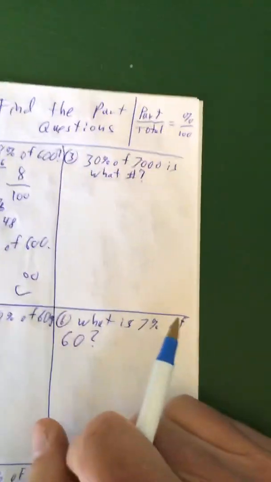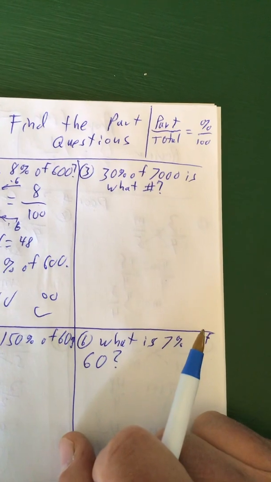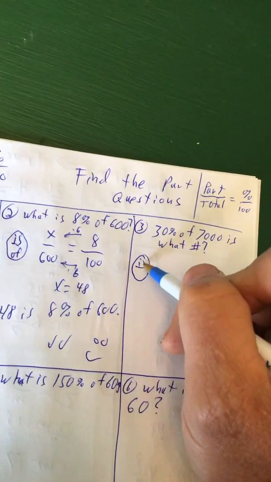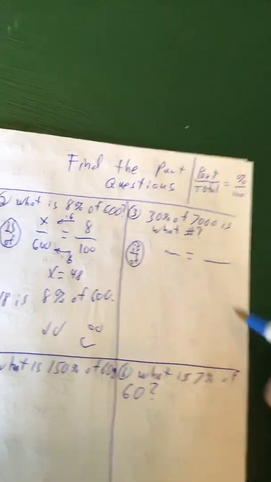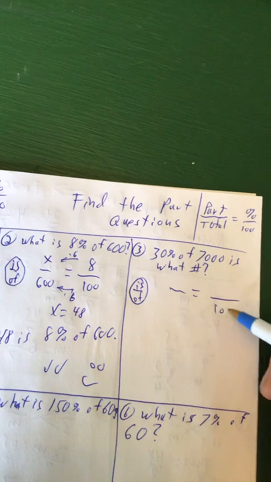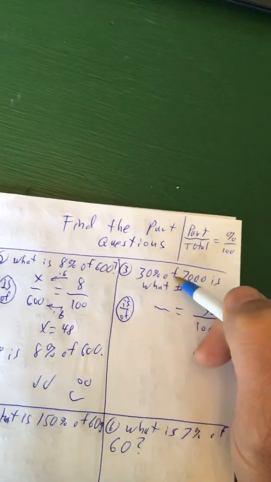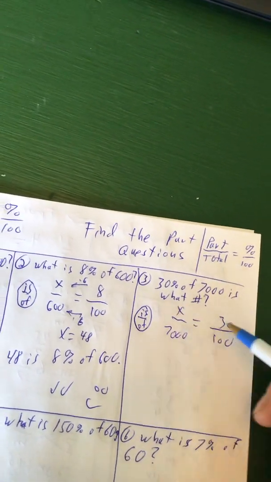Number 3, copy and go. Okay, now you can do it. Hit pause, do it. I'm going to go. Here's my is over of. Here's my 100. The 30 goes over 100. The of is 7,000. Here's my x.